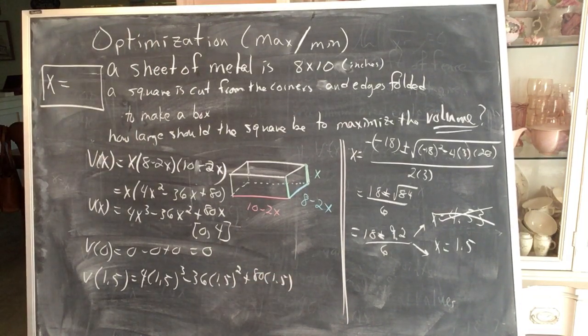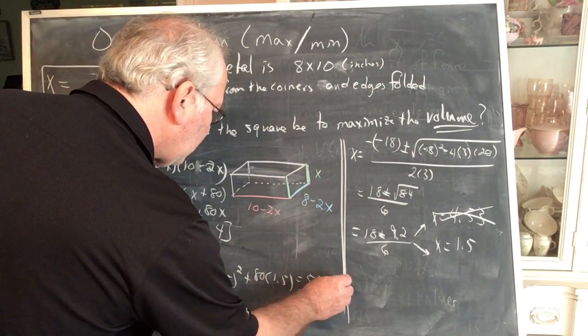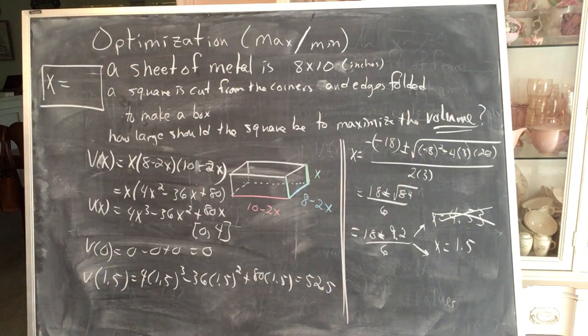And I'll do that along with you. So I got my little machine here. And I have 4 times 1.5 raised to the third power minus 36 times 1.5 squared plus 80 times 1.5, and the value I have is 52.5. Now that's just one, I haven't checked that, but that's my preliminary value at least.